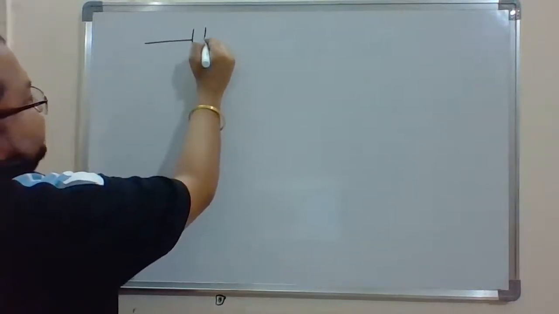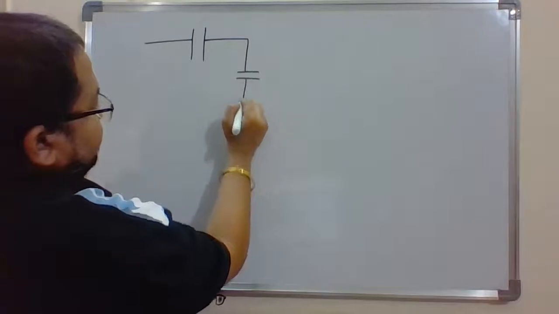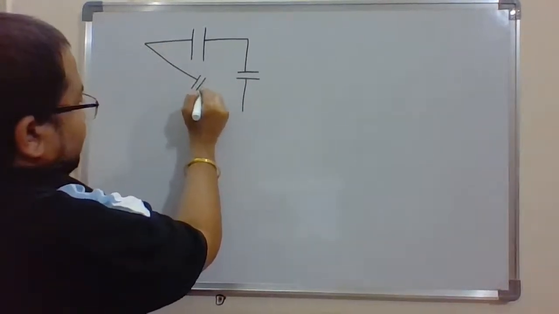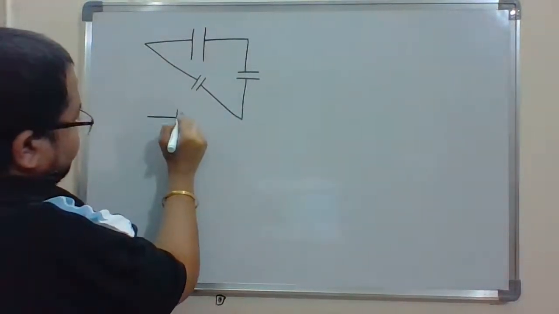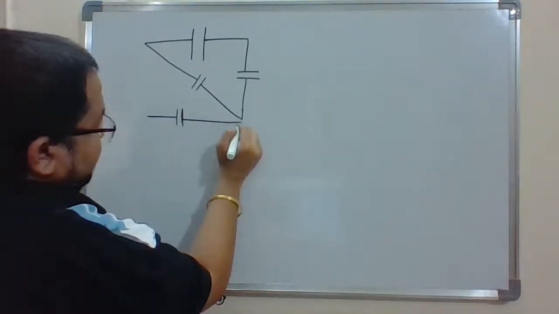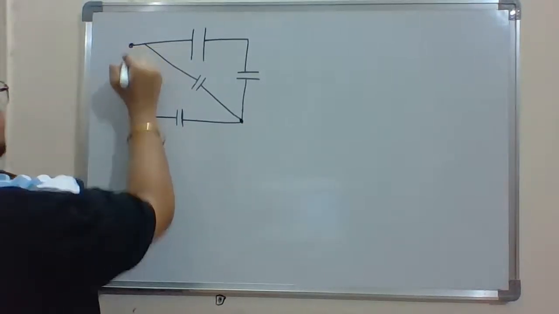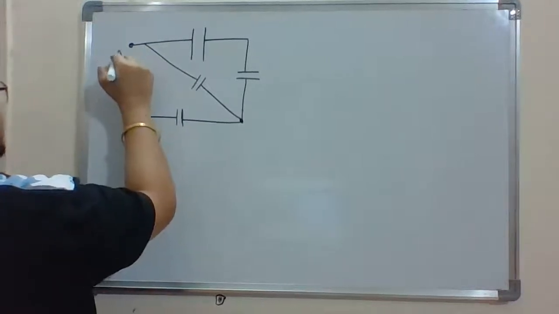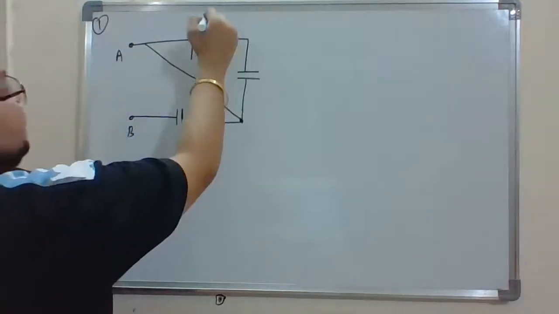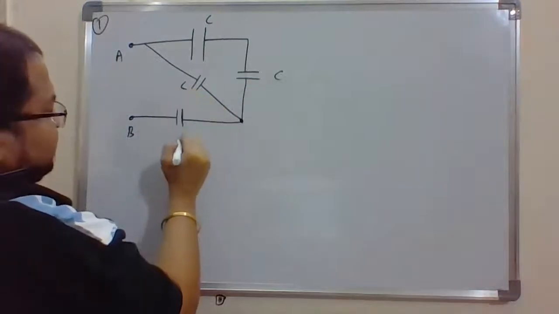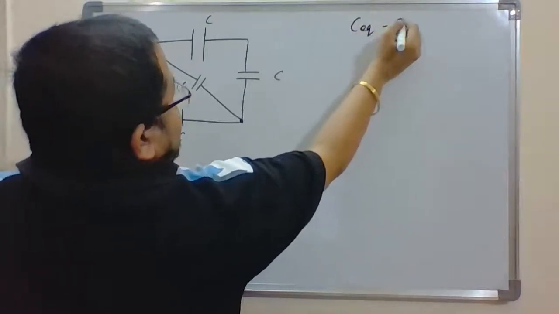Say this is my circuit. I'm creating a circuit like this, and I'm asking, give me the equivalent capacitance. This is question number 1. Assume everything is C, for simplicity of calculation. If everything is C, what would be the C equivalent in this circuit?